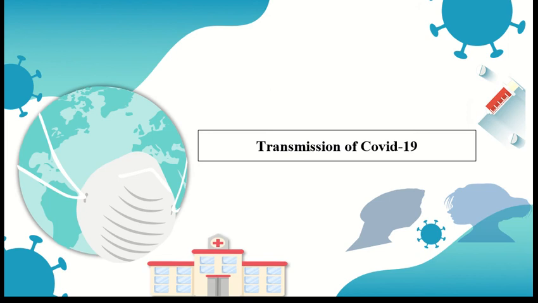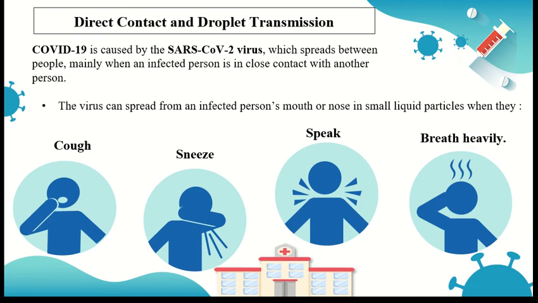Now the next topic is transmission of COVID-19. COVID-19 direct contact and droplet transmission. COVID-19 is caused by the SARS-CoV-2 virus, which spreads between people mainly when an infected person is in close contact with another. This virus can spread from an infected person's mouth or nose in small liquid particles when they cough, when they sneeze, when they speak, or when they breathe heavily.